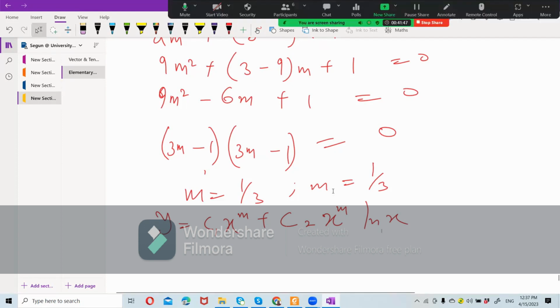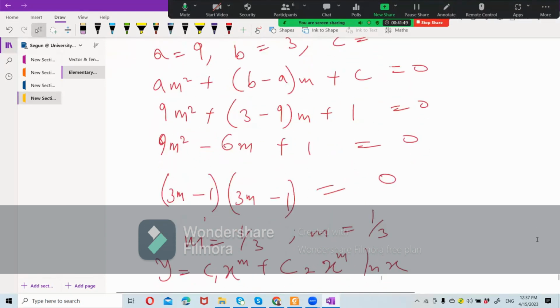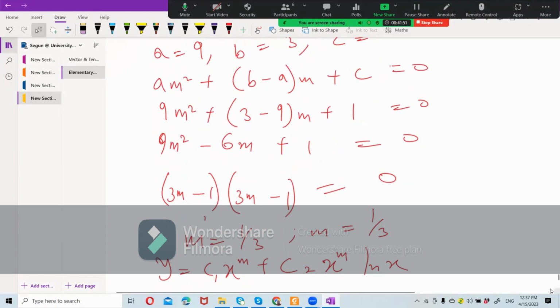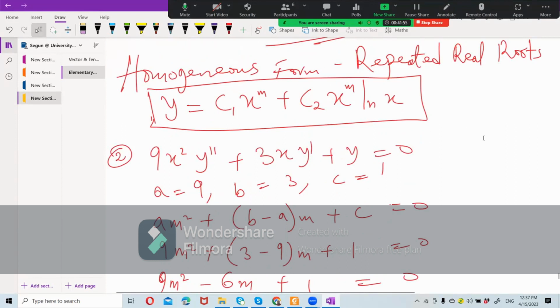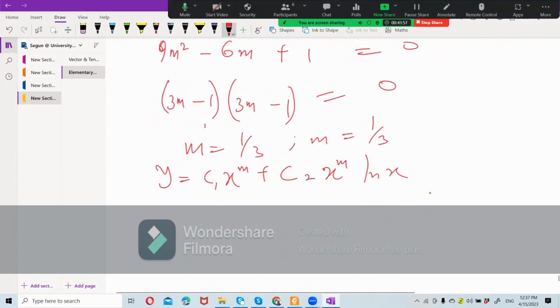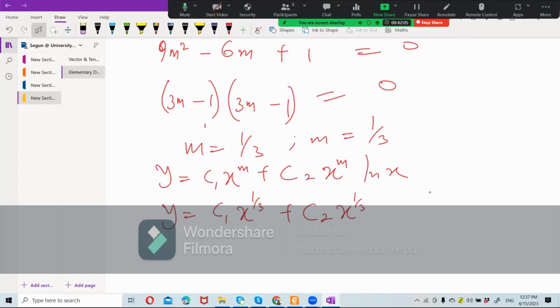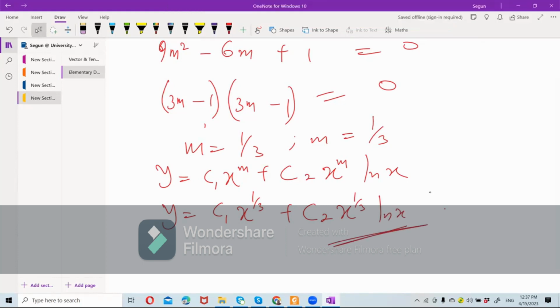plus c2 e raised to the power m ln x. So I can now write, I know my x, I know the m now. So all you need to do is just to substitute y equals to c1 e raised to the power 1/3 plus c2 e raised to the power 1/3 ln x. That settled it. Any question?